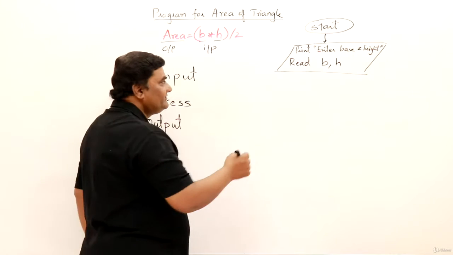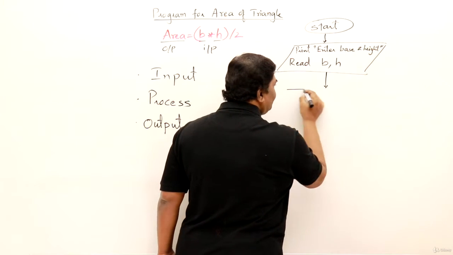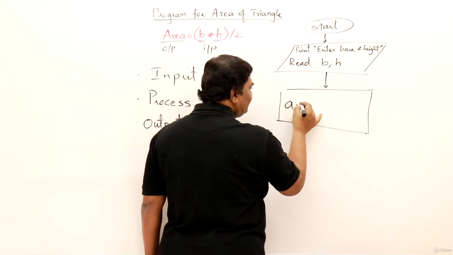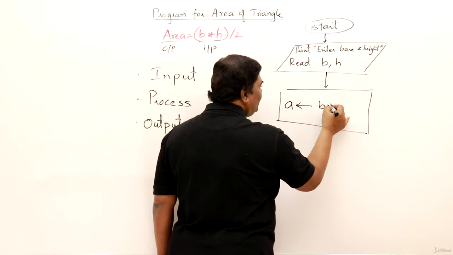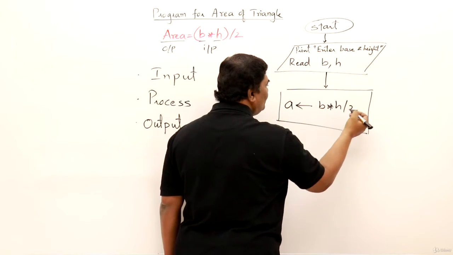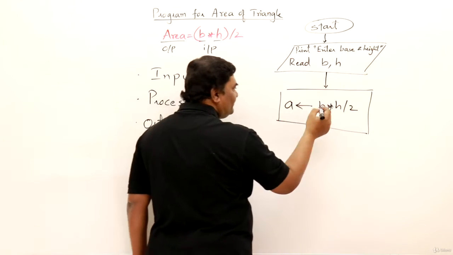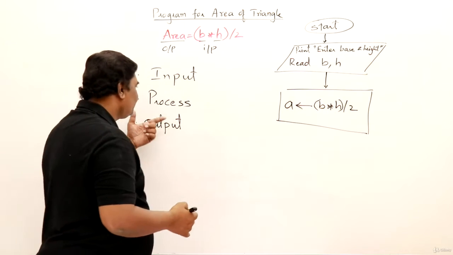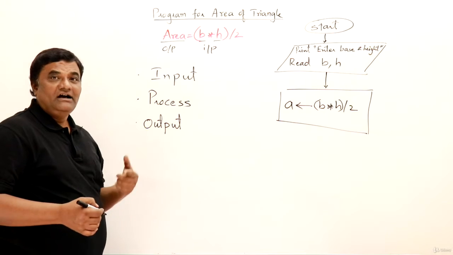Now next, process. So what is the process? Formula. What is the formula? Area, I will call it A, is assigned with base into height by 2. This is the formula. Even I can write them in brackets also. Now process is over. Now next is output.